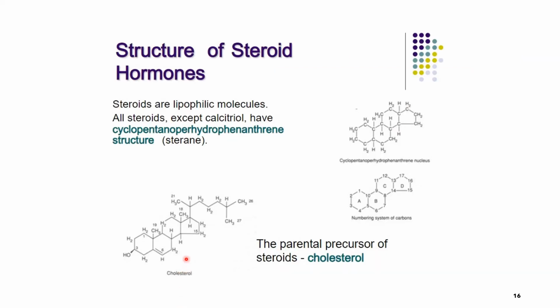So this slide shows the structure of the steroid hormones. Again, they are considered to be lipophilic or lipid soluble molecules. All steroids can be distinguished by the presence of the cyclopentanoperhydrophenanthrene structure, as shown in this figure. This is the structure that distinguishes the steroid hormones from other types of hormones. We have here the structure of the cholesterol, and as we all know, the cholesterol serves as the parental precursor of the steroid hormones.